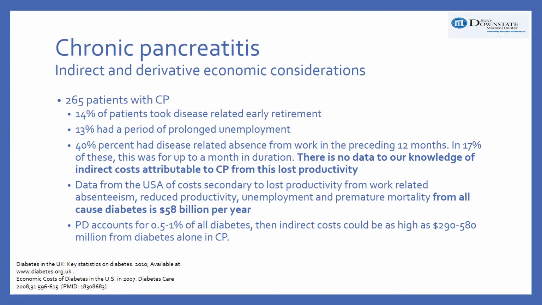Now, there is some data from the United States, and I do want to point it out. In the U.S., the cost secondary to lost productivity from work-related absenteeism, unemployment, and premature mortality from all causes of diabetes, from everything, and this is what Dr. Banerjee was talking about before, is $58 billion per year, an astronomical amount.